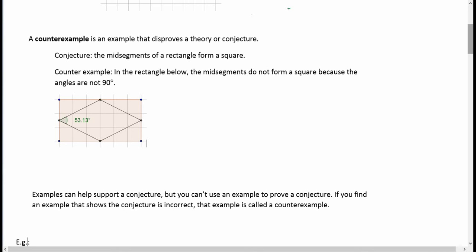Conjecture: the midsegments of a rectangle form a square. Well, down below we have this rectangle, and you can easily see that when you make these midsegments, they are not forming a square. We know that because there's a 53-degree angle here, and a square would have to have all 90-degree angles. So this picture, this drawing, is a counterexample. It disproved it.